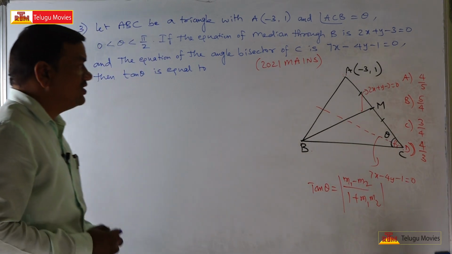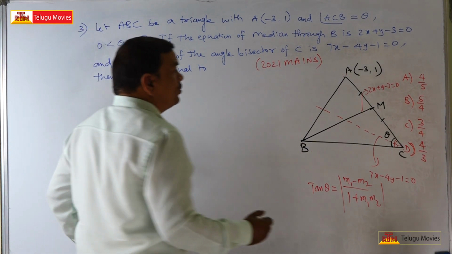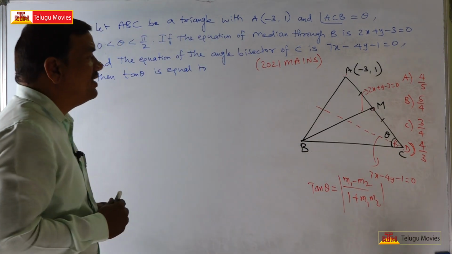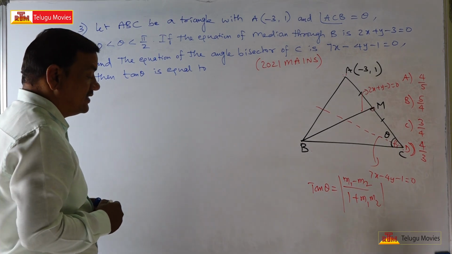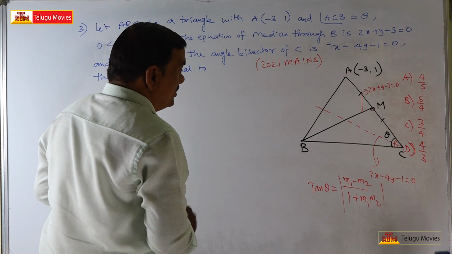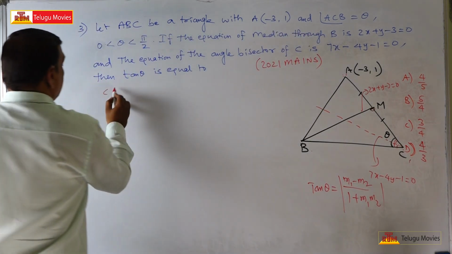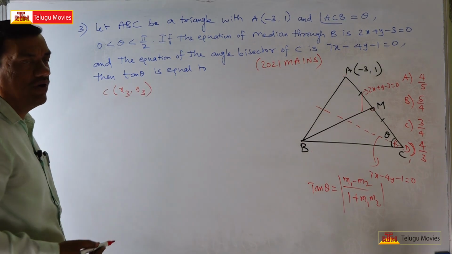Okay, now. So first I will find out like this. I will proceed like this. M is the midpoint of AC. So let us take this. Let us take the point C as x3 comma y3. You can take x2 comma y2 also.